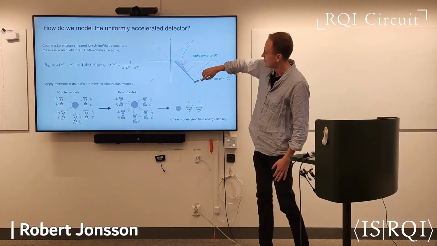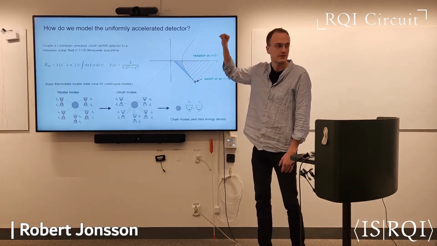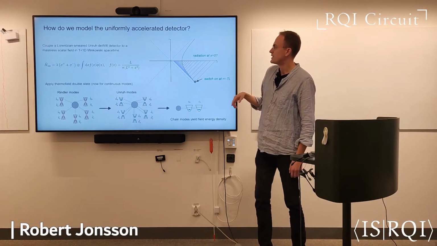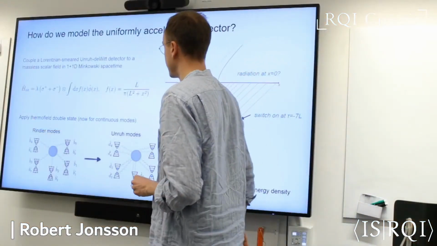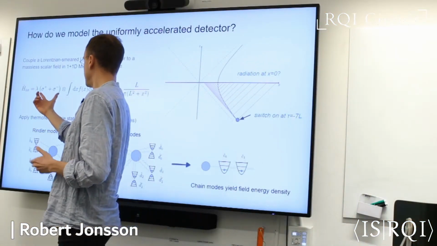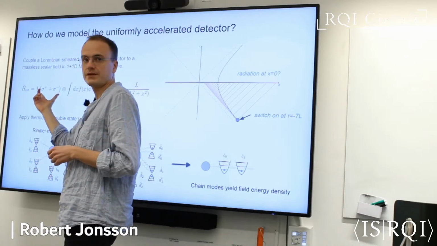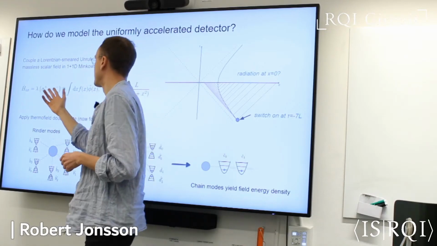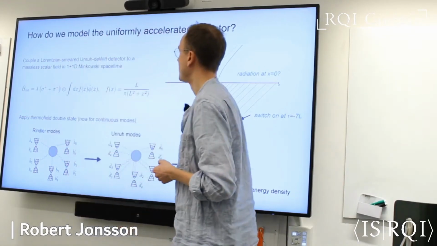So what did we do here to model this thing? We were interested in the radiation that a particle detector, which we drag along the uniformly accelerated world line, would emit into the field. So our interaction Hamiltonian now looks like this. This is basically, if it's a two-level system, the Pauli X operator. If it's a harmonic oscillator, then that would be one of the quadratures, Q, say.